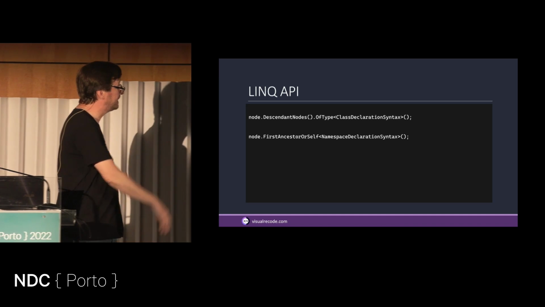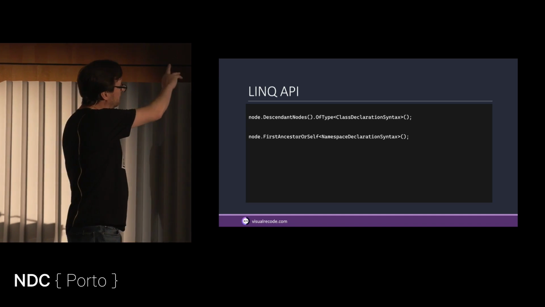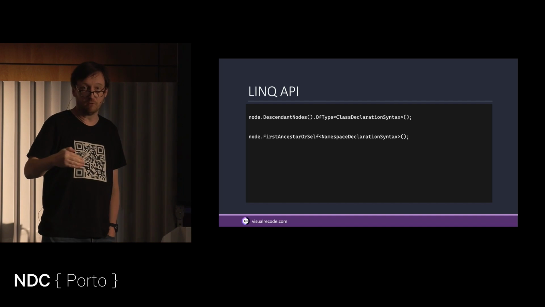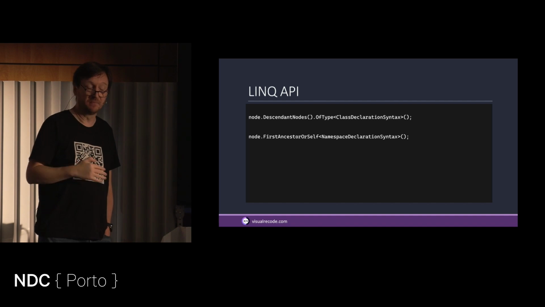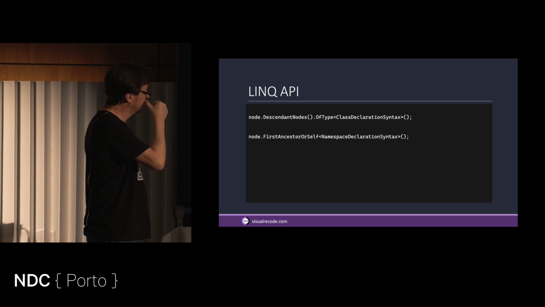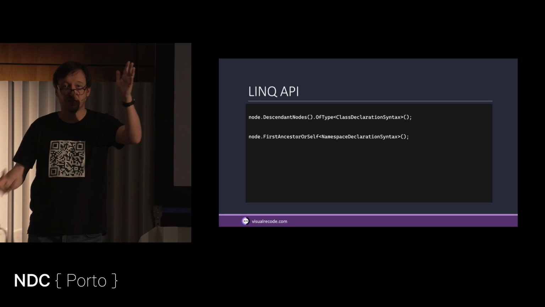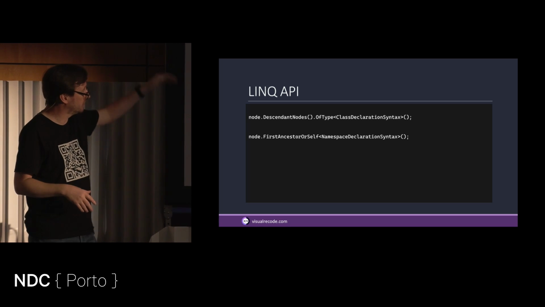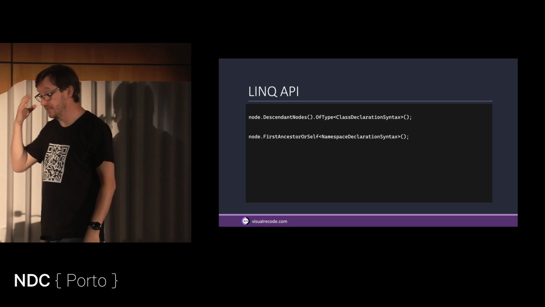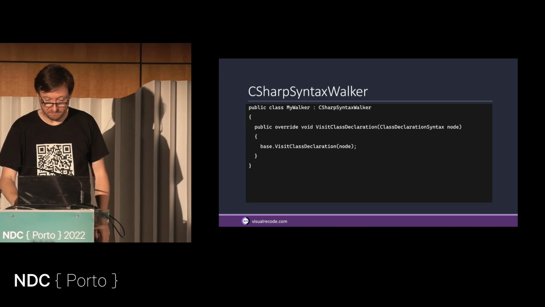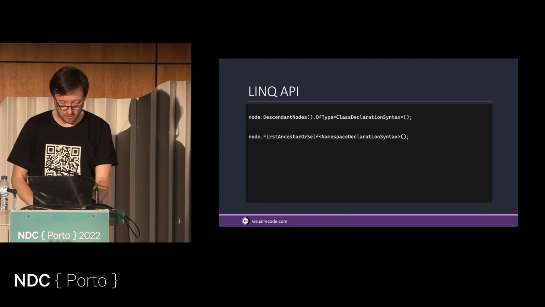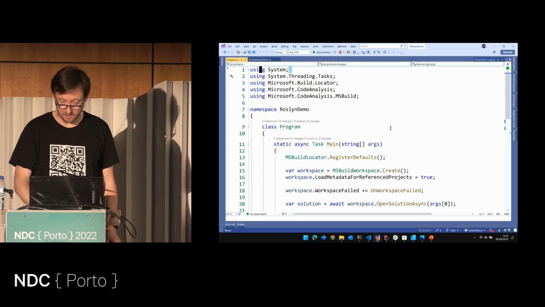So yeah, DescendantNodes, that's not the same as ChildNodes. There's ChildNodes, which gets everything at this level. DescendantNodes is all of them. Go down through the entire tree and just find me all the ones that are of the type ClassDeclarationSyntax. So let's take a look at what this looks like.